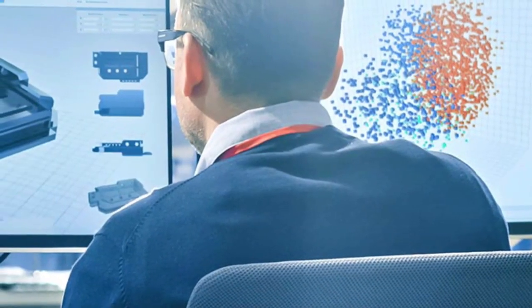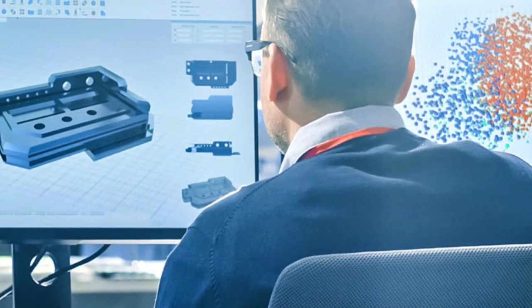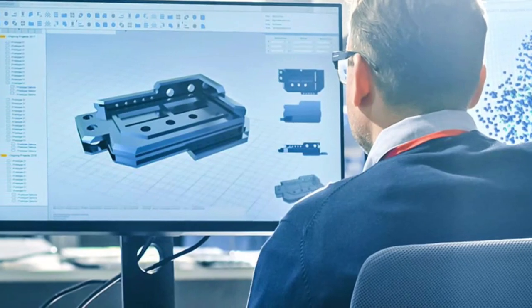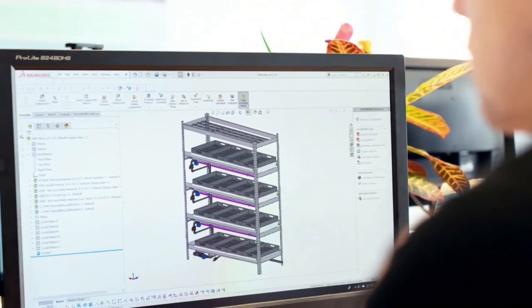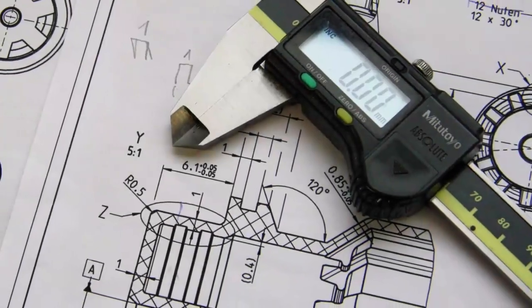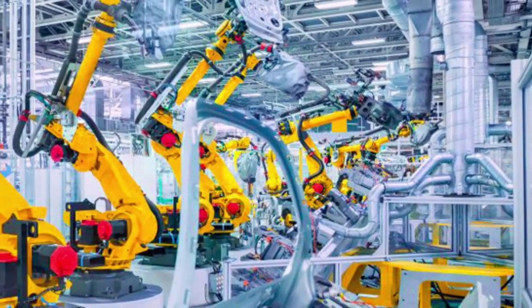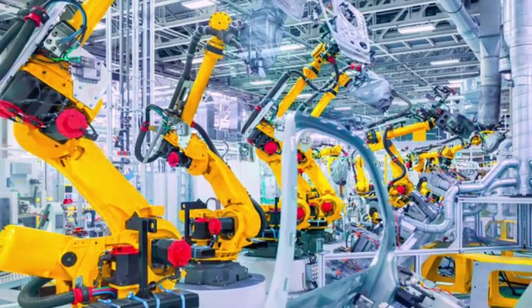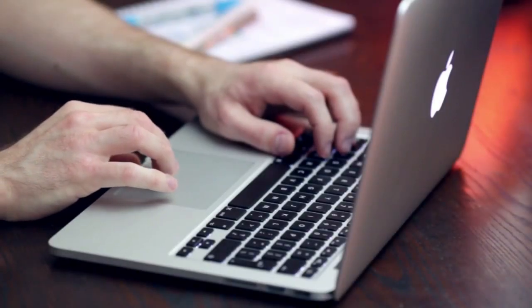CAD, computer-aided design, and CAM, computer-aided manufacturing: proficiency in using design and manufacturing software, such as SolidWorks, AutoCAD, CATIA, Pro/E, and Inventor, to create and refine detailed design drawings and models. Manufacturing processes: knowledge of various manufacturing techniques, including casting, forging, machining, and injection molding, and how to design parts that can be manufactured efficiently and cost-effectively.